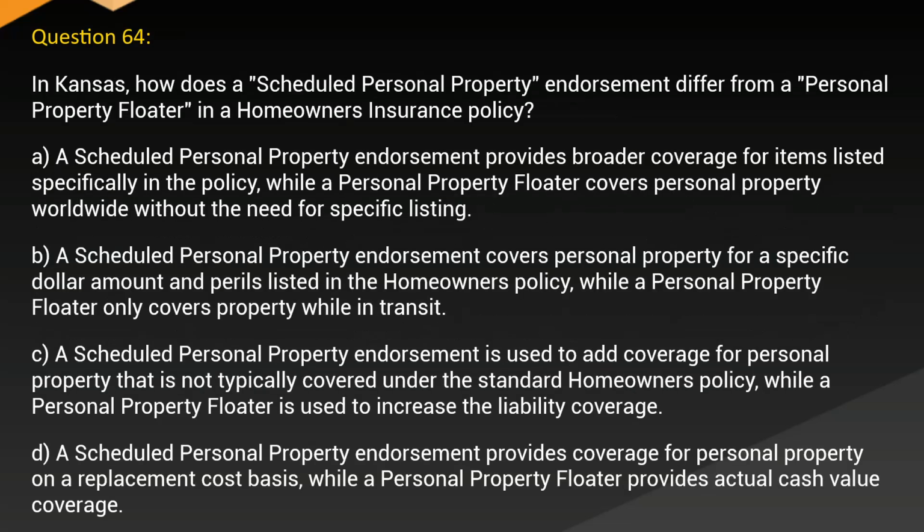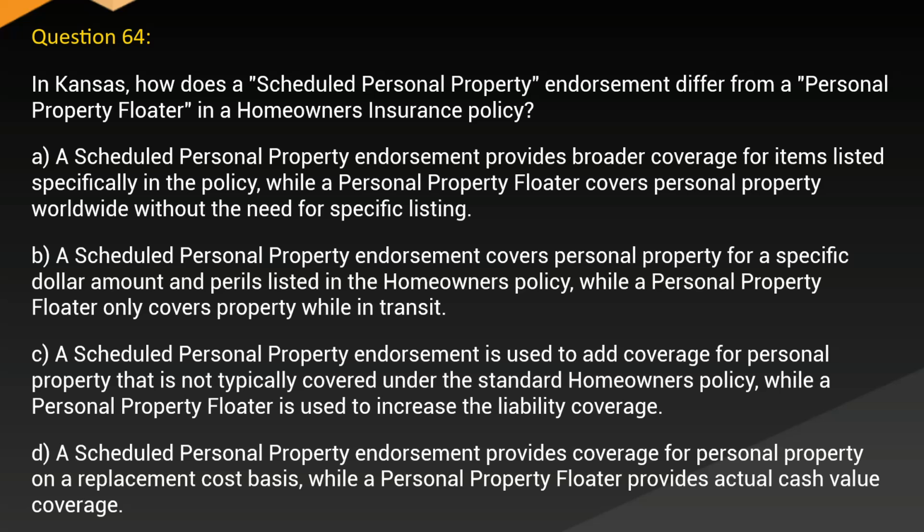Question 64. In Kansas, how does a scheduled personal property endorsement differ from a personal property floater in a homeowner's insurance policy? A. A scheduled personal property endorsement provides broader coverage for items listed specifically in the policy, while a personal property floater covers personal property worldwide without the need for specific listing.